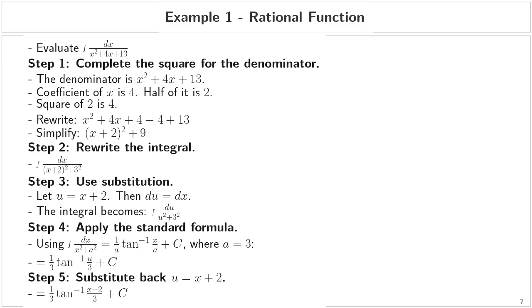Finally, we need to substitute back our original expression for u, which was x plus 2. This gives us 1 over 3 times the arctangent of (x plus 2) over 3 plus c, and that's our final answer. So, to recap, we completed the square, made a u substitution, applied a standard integral formula, and then substituted back to get our answer. This process allows us to integrate even complex rational functions. Remember this method, as it will be very useful in future problems, especially when we encounter more complicated integrals.